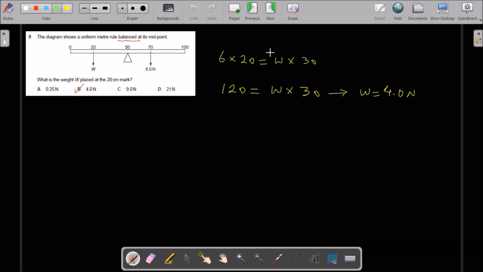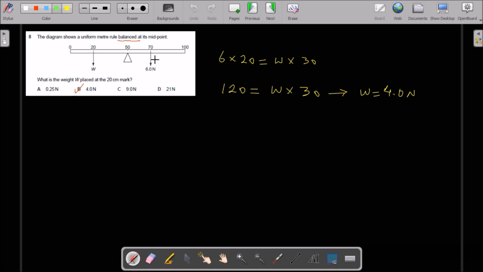Question number 8. The diagram shows a uniform meter rule balanced at the midpoint. What is the weight W placed at the 20 centimeter mark? We know that when the meter rule is balanced, the sum of the clockwise moments will be equal to the sum of the anti-clockwise moments.